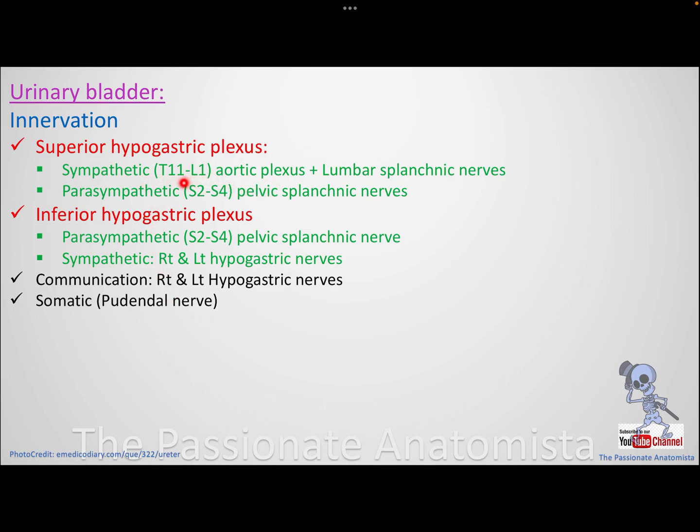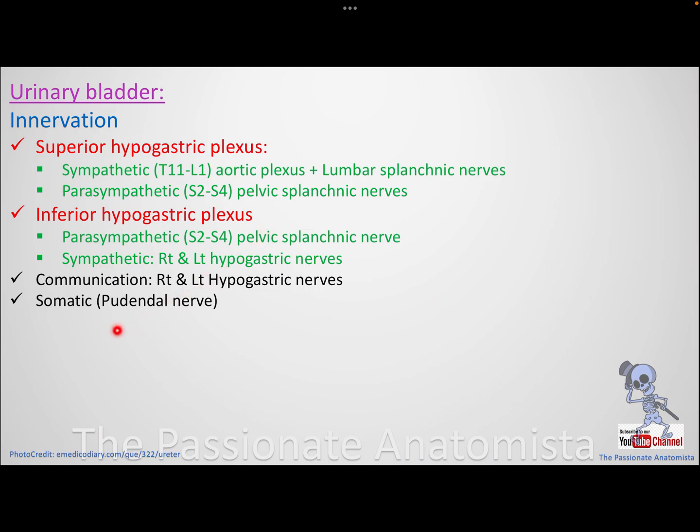To be more specific, in some sources they will tell you the urinary bladder is getting it from T11 to L1, and in some sources from T7. I've read T7 somewhere to L1. So here I wrote it's T11 to L1, probably from one of the sources, and to know that the superior hypogastric plexus sympathetic innervation is coming from the aortic plexus and lumbar splanchnic nerves, and it also receives parasympathetic innervation from the pelvic splanchnic nerves. Okay, so the sympathetic innervation that is trying to reach the inferior is going to be by the right and left hypogastric nerves, like I showed you in the picture. And the inferior will also get from the parasympathetic pelvic splanchnic nerves, S2 to S4, and from here you will get the innervation to the urinary bladder.